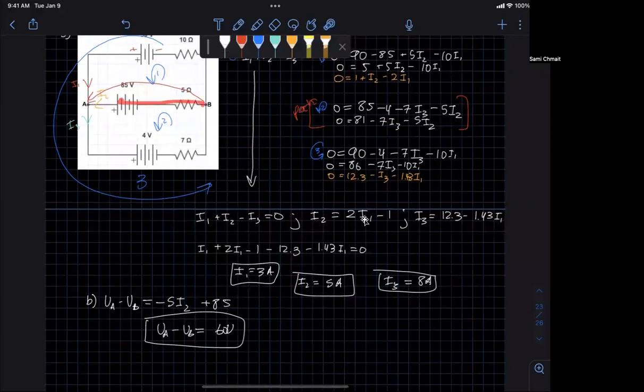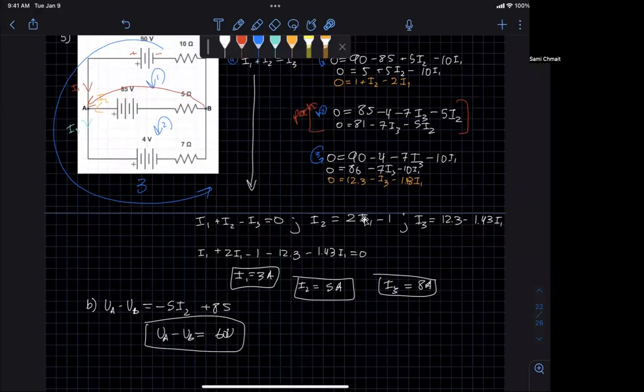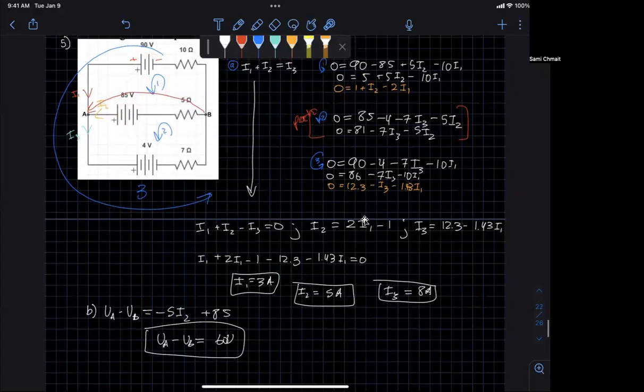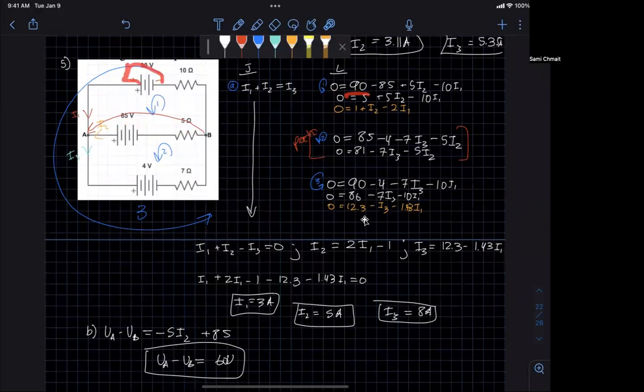Well, no, because our loop is going from the minus to the plus terminal. When your loop goes from the minus to the plus terminal, you put in the positive value. That's why this is plus 90 here, because our loop goes like this from minus to plus. Our loop is like this, so this is the minus terminal and this is the plus terminal. So we go minus to plus, so it's plus 85. Clockwise or counterclockwise? This is a counterclockwise loop.